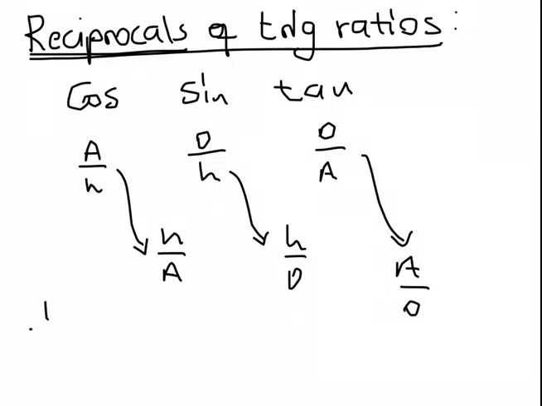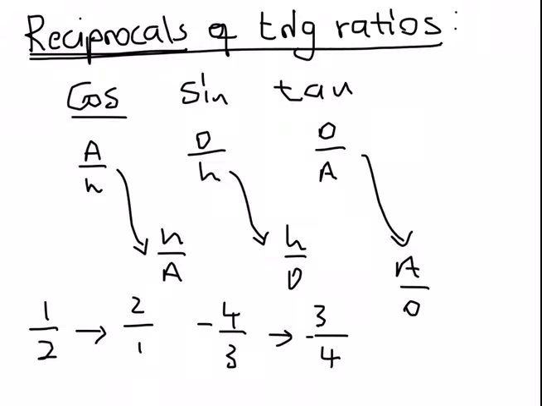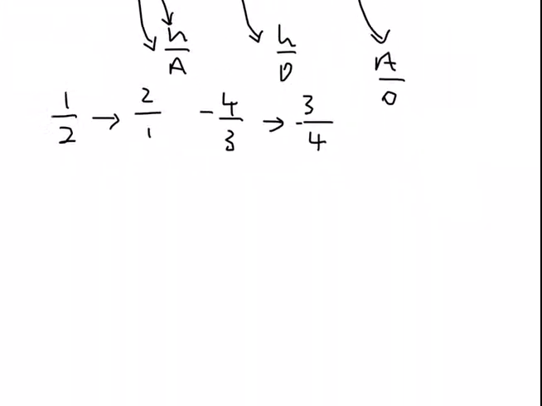So that means if you have 1 over 2, the reciprocal of 1 over 2 is 2 over 1. The reciprocal of negative 4 over 3 would therefore be negative 3 over 4. That's all that we are going to be talking about regarding the reciprocals. So if we have cos, then we will need to find the name for the reciprocal of cos. We will need to find a name for the reciprocal of sine, same for tan. Maybe straight away, let me get into those names.